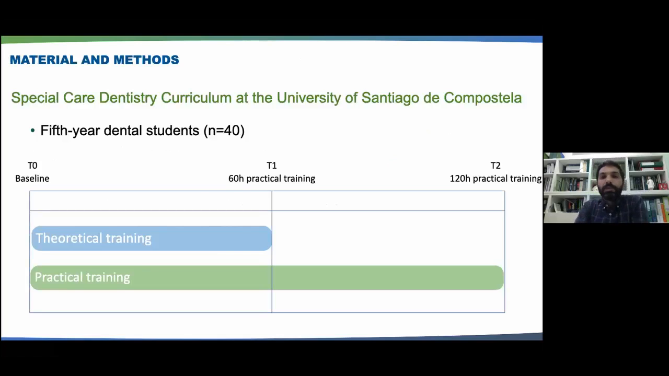Our study group was represented by 40 students of the 5th year of dental school here in Santiago. We applied the IADH tool in 3 different moments: at T0, before the start of the academic year; T1, after the students received the theoretical training and 60 hours of practical training; and at T2, after receiving 120 more hours of practical training.